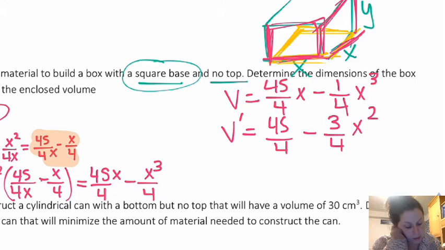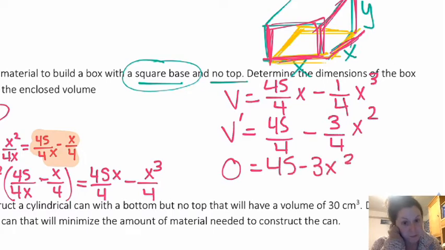Now we're going to set that equal to 0. And I'm also going to multiply everything by 4. So that gives me 45 minus 3X squared. So that gives me that X squared equals 15. So X is plus or minus square root of 15.